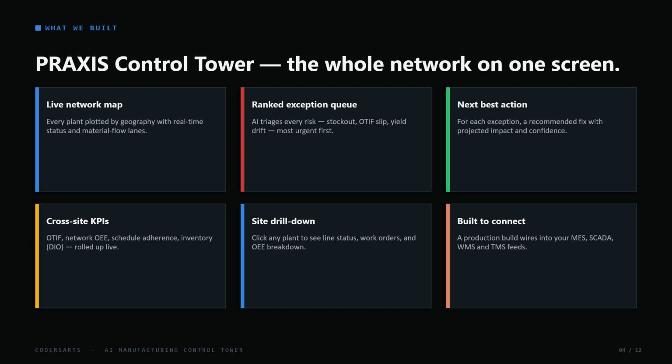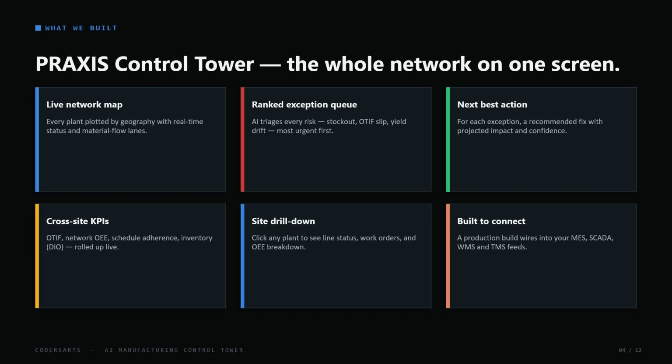So this is what we have built. It's called Praxis. 6 things working together. A live network map. Every plant plotted by geography with real-time status and material flow. A ranked exception queue. AI triages every risk and puts the most urgent first. A next best action for each one. Not just here's the problem, but here's the recommended fix. And here's the projected impact.